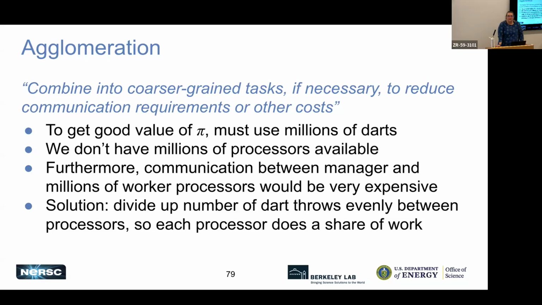So instead of having millions of processes, maybe we could just divide up the number of dart throws evenly between processes so that each one does a share of the work. So if we're going to do 1 million dart throws, we could even do 2 processes and each of them does 500,000, or anything like that. Maybe we could have 1,000 and each of them does 1,000. We could do it that way.